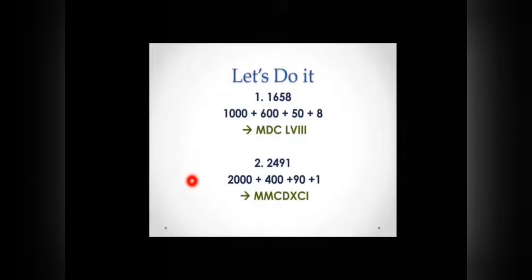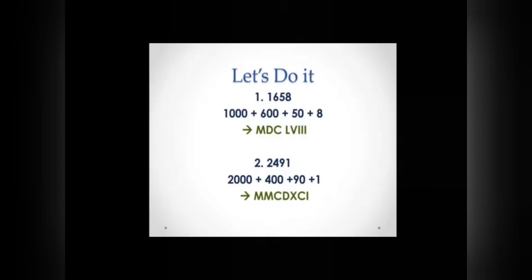So 2000 can be written as 2 times M. 400, I cannot write C 4 times. So I'm going to subtract 100 from 500. So that can be written as CD. And 90 can be written as XC, plus I. So the answer is MMCD XCI.